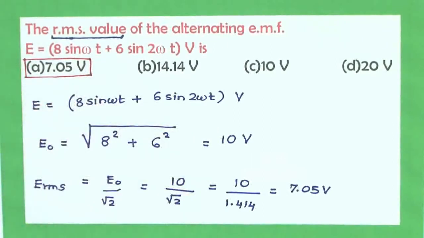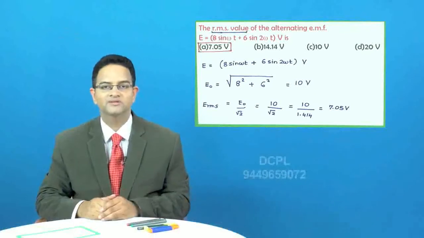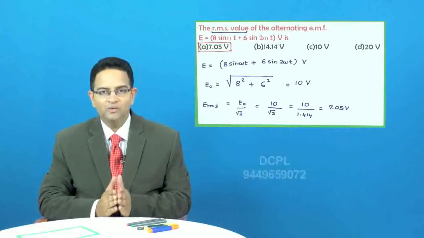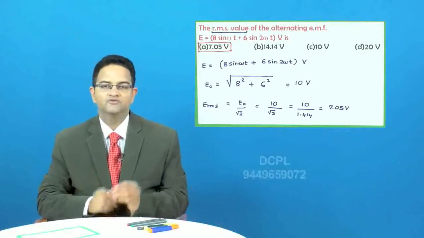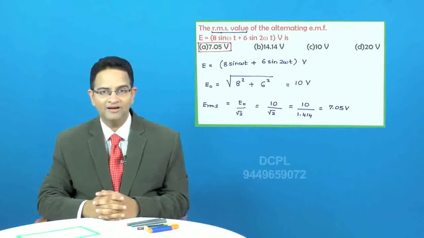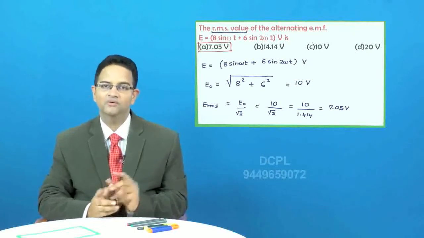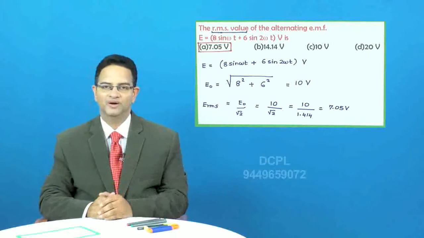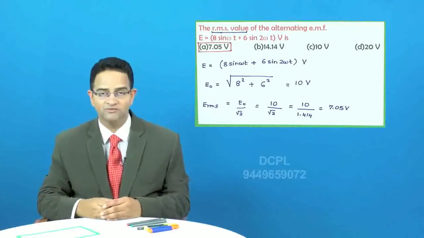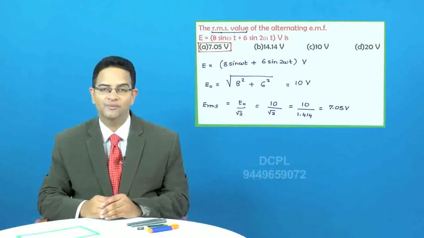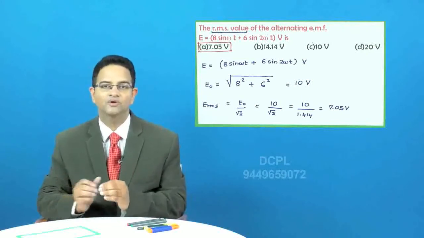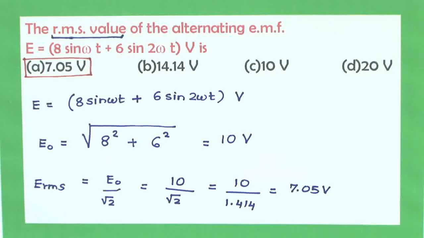I hope, dear students, you have been able to clearly understand how to solve this sum. If you are given V is equal to V1 sin omega 1t plus V2 sin omega 2t, then the peak value of the voltage is going to be root of V1 square plus V2 square. Once you find that, you can go ahead and find the RMS value by using the formula V RMS is equal to V naught by root 2. I hope it is very clear to you, students, how to solve this particular question.